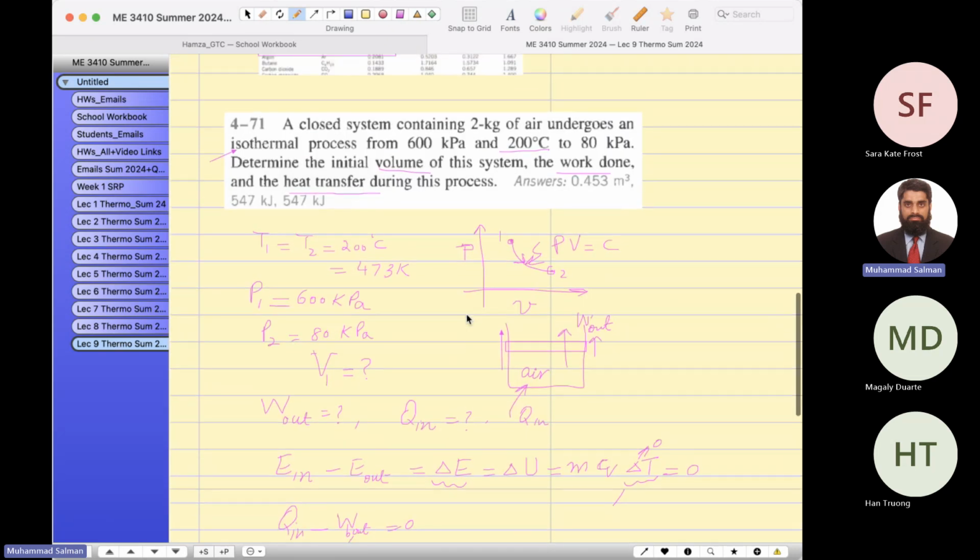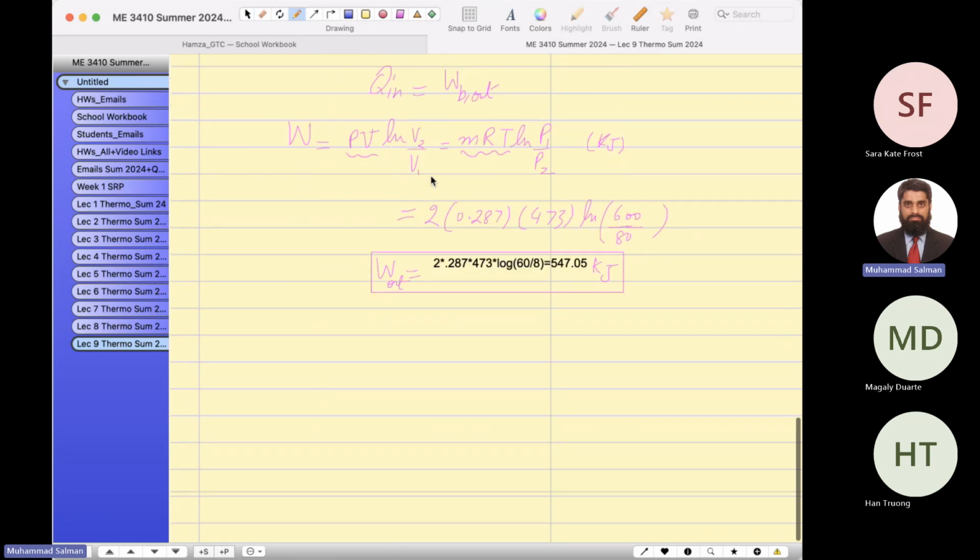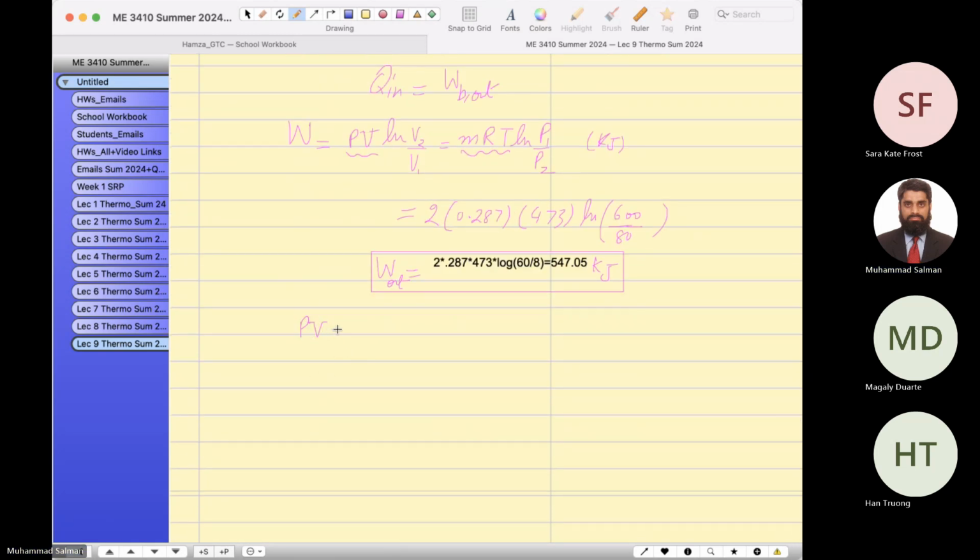Now the first question says initial volume. You know the gas equation, PV = mRT, so P1 V1 = m R T1. So what is the volume V1? 2 times 0.287 times T1, which is actually isothermal. It doesn't matter T1 or T2, both are the same.